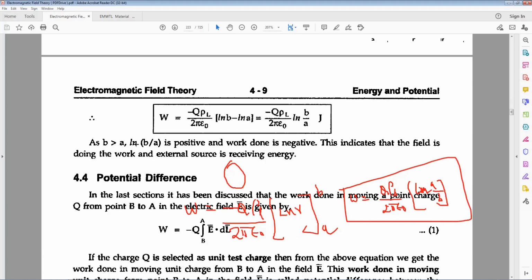As B is greater than A, ln B by A is positive and the work done is negative. This indicates that the field is doing the work and the external source is receiving the energy. If B is greater than A, ln of B by A is positive and work done is negative. Okay, my dear friends.